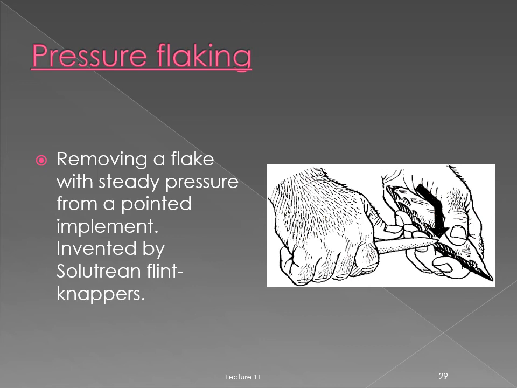Solutrean flint knappers invented pressure flaking, the removing of a flake by applying steady pressure with a pointed implement, usually an antler tine. This allowed much smaller flakes to be removed in a much more controlled manner. Pressure flakes are often only maybe a millimeter or so across. After using direct percussion to create the rough shape of the tool, pressure flaking gave it the exact shape and edge needed. Solutrean stone tools were made from about 22,000 to 17,000 years ago.